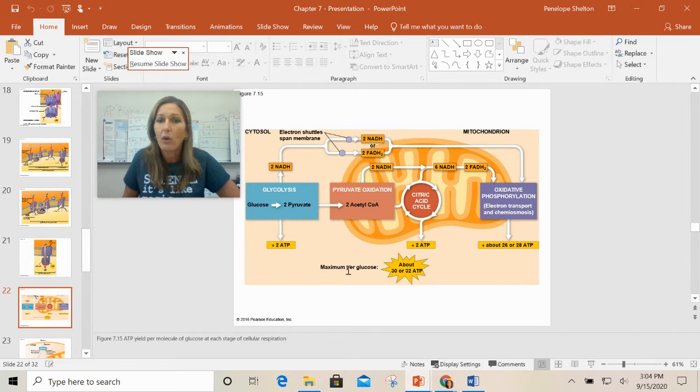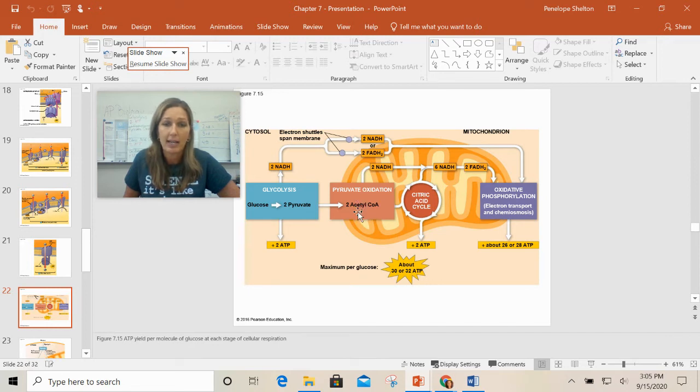So here's kind of an overview of where we're at right now. In glycolysis, which happens in the cytosol of the cell, glucose is converted to 2 pyruvates. I went from a 6-carbon molecule to 2 3-carbon molecules. I generated 2 ATPs in this process. I generated NADH. That NADH is going to end up at oxidative phosphorylation. I also had pyruvate oxidation, where I went from 2 pyruvates to 2 acetyl-CoAs. This happens inside the mitochondrial matrix.